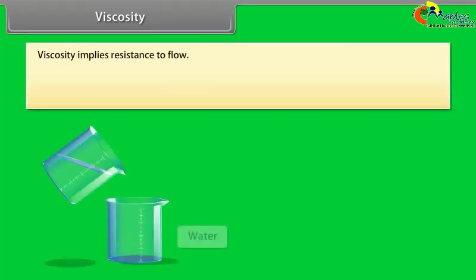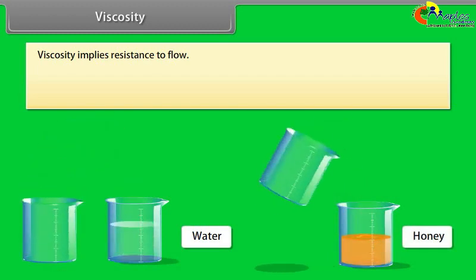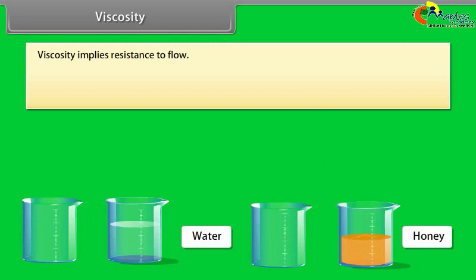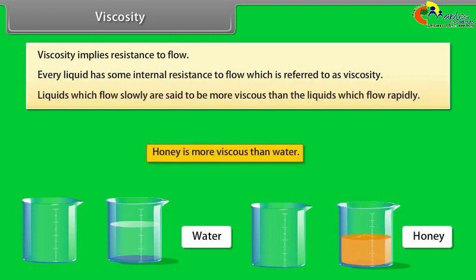Viscosity. Viscosity implies resistance to flow. It is well-known fact that some liquids such as honey, castor oil, glycerine, etc. flow slowly, whereas others like water, petrol, ethanol, etc. flow rapidly. This means that every liquid has some internal resistance to flow, which is referred to as viscosity. Liquids which flow slowly are said to be more viscous than the liquids which flow rapidly.